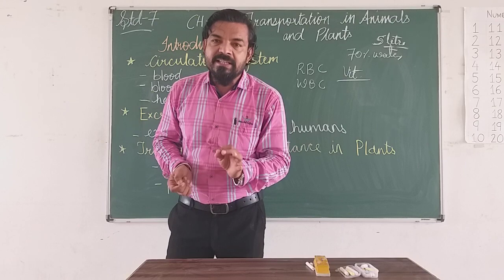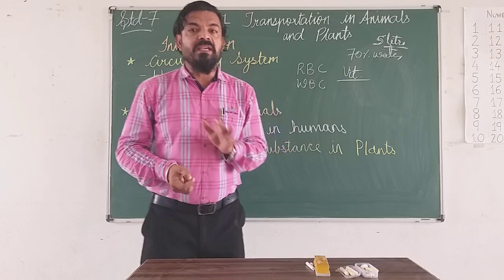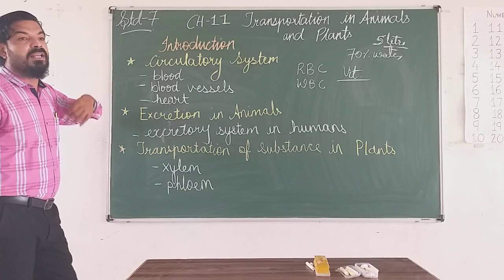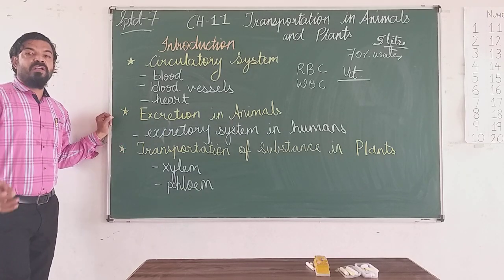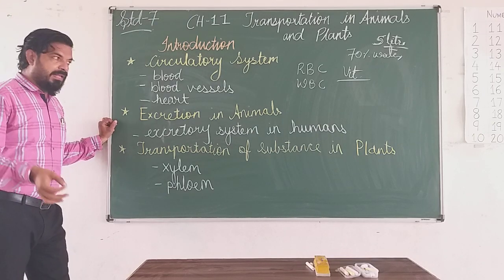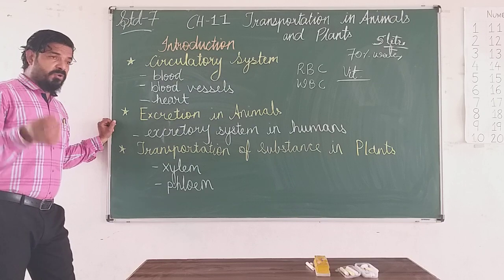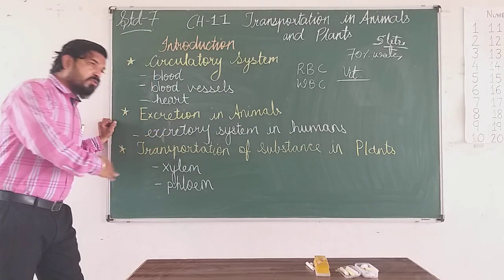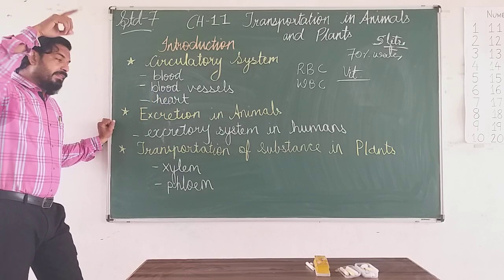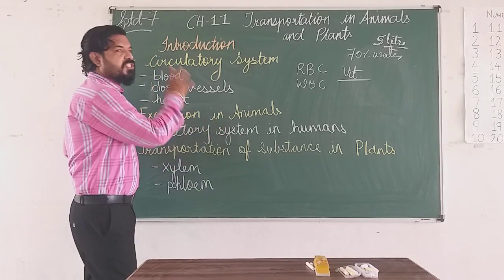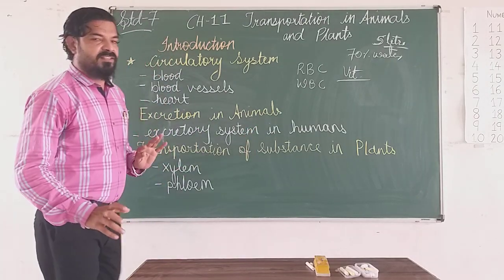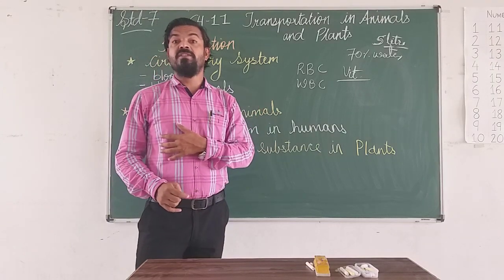What is excretion? Excretion means throwing the waste product, which is produced by the cell, outside the body. The waste product produced by the cell is thrown outside the body by one system that is called the excretory system. This part is called the excretory system.